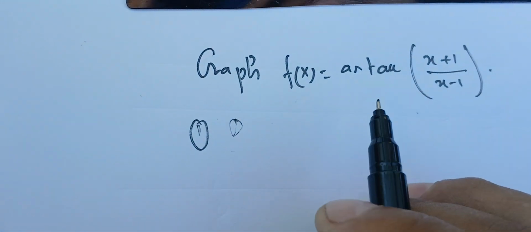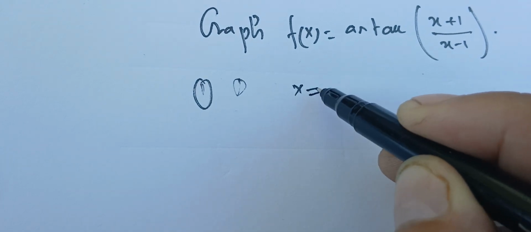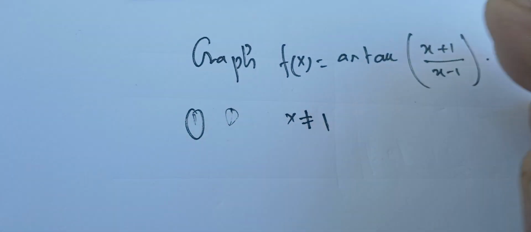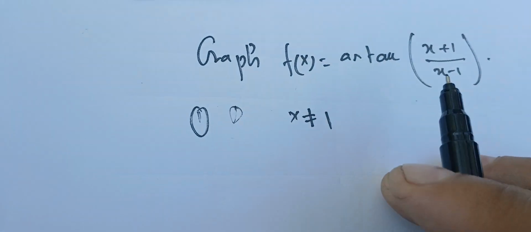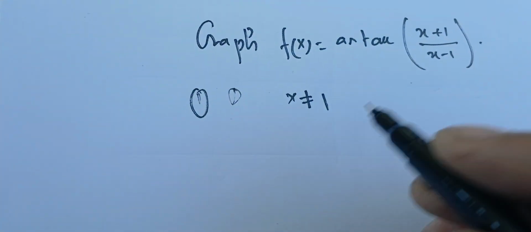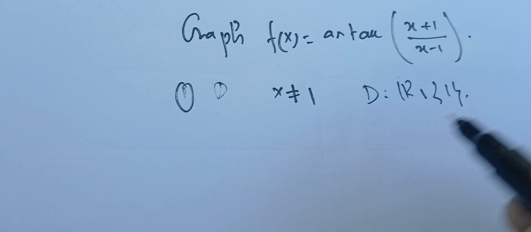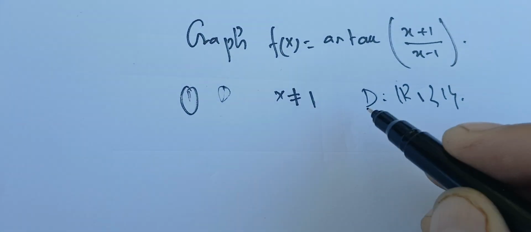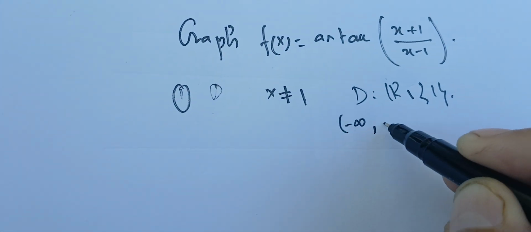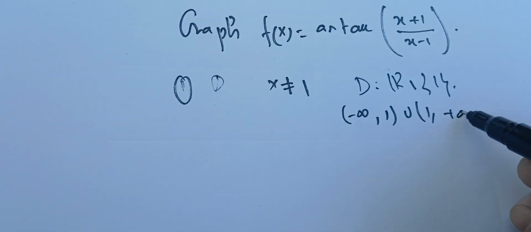Clearly, we see that when x is different from 1, we have no problem. So the function is defined everywhere, and therefore our domain is R minus {1}. So this is (minus infinity, 1) union (1, plus infinity).